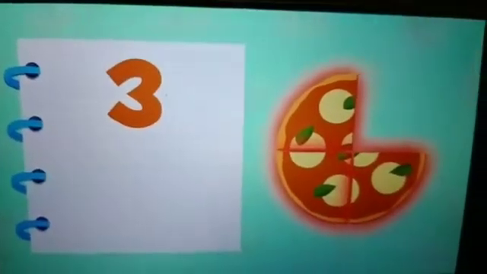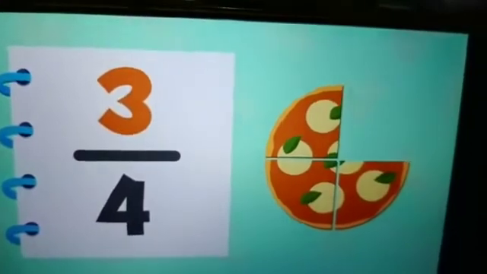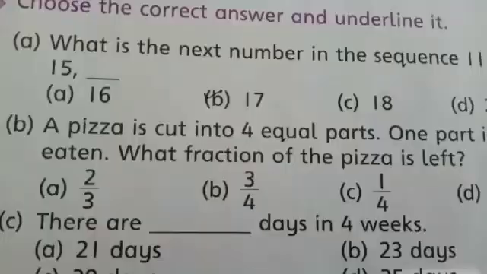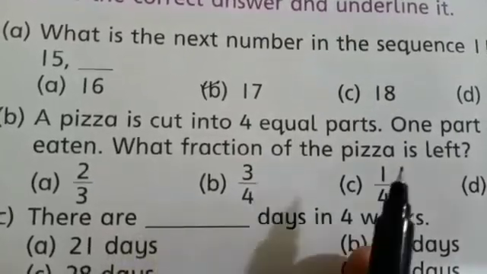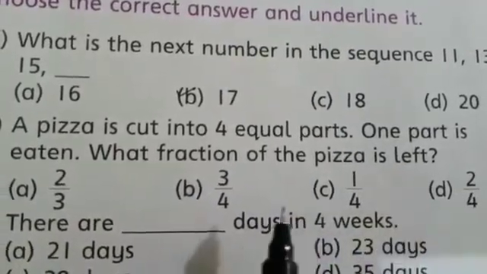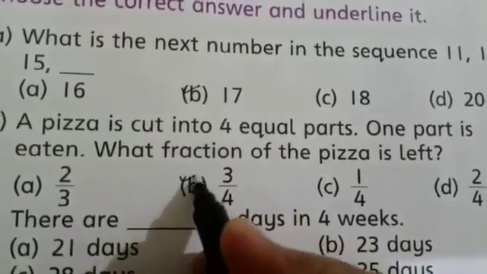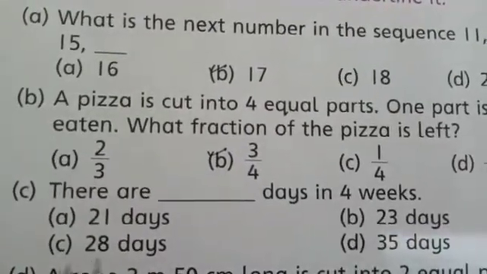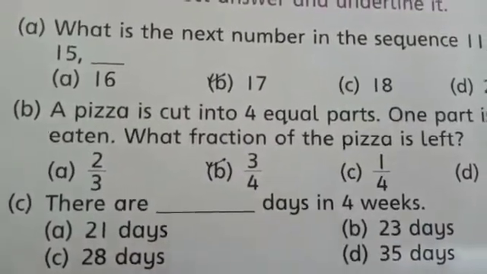It's 3 by 4. 1, 2 and 3 portions are left. So its fraction is 3 by 4. Total number of parts are 4 and one part is eaten. So remaining parts are 3. Its fraction is 3 by 4. So what fraction of the pizza is left? It's 2 by 3, 3 by 4, 1 by 4 and 2 by 4. Yes, it's 3 by 4 because one part is eaten.